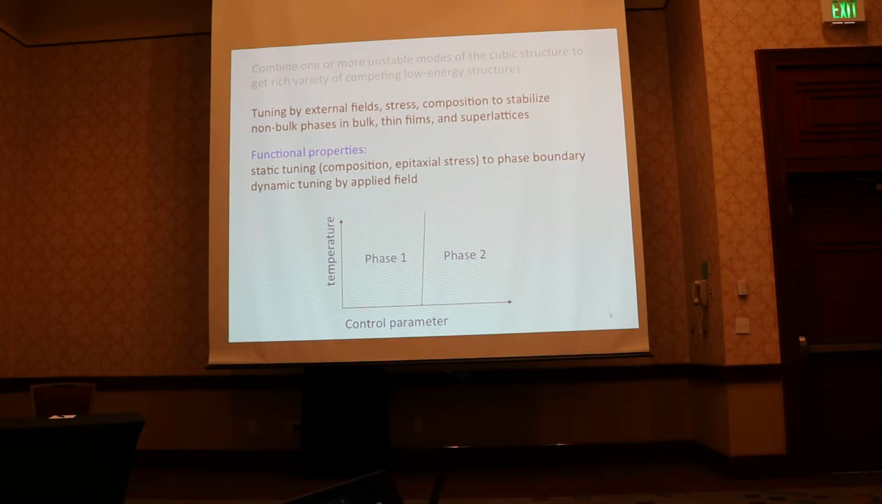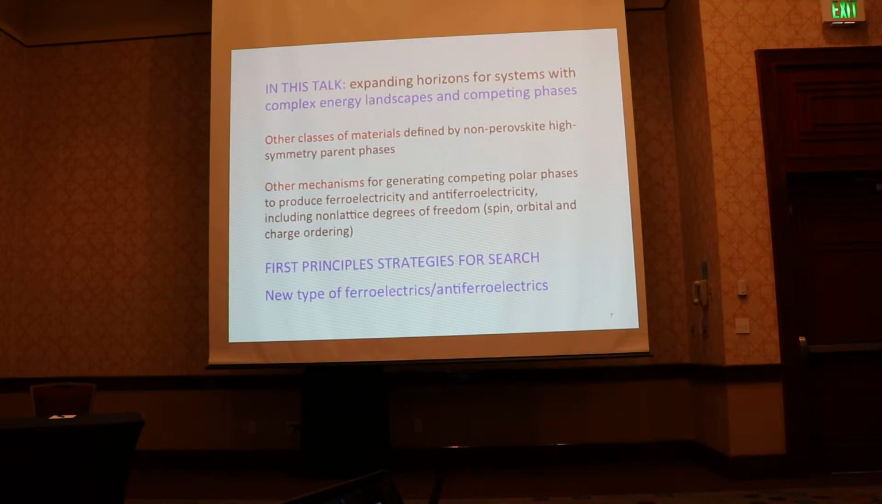So we've got lots of ways of getting low energy structures, and then we can tune by external field, stress, and composition, because these different instabilities couple to these external control parameters differently, to favor one or the other and induce stabilized non-bulk phases. In particular, since I'm interested in functional properties, the way that I think about this is we have two stages: a static tuning where we adjust some of these control parameters to get to a point where we have two or more competing phases, and then a dynamic tuning, usually by applied field, where you can tune back and forth from one phase to the other and change the properties. And that's the source of functional behavior from competing phases.